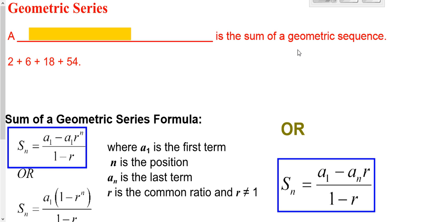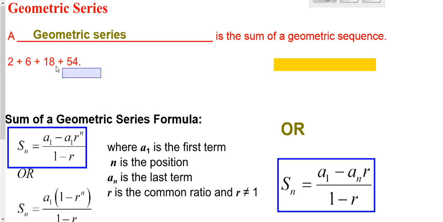Just like with arithmetic sequences, there was also an arithmetic series where you were adding your terms together. Well, there's a geometric series also, where you're just adding your terms of a geometric sequence together. Here's an example of a geometric series. We're adding them together, so it's a series. You're multiplying by 3, so it's geometric.